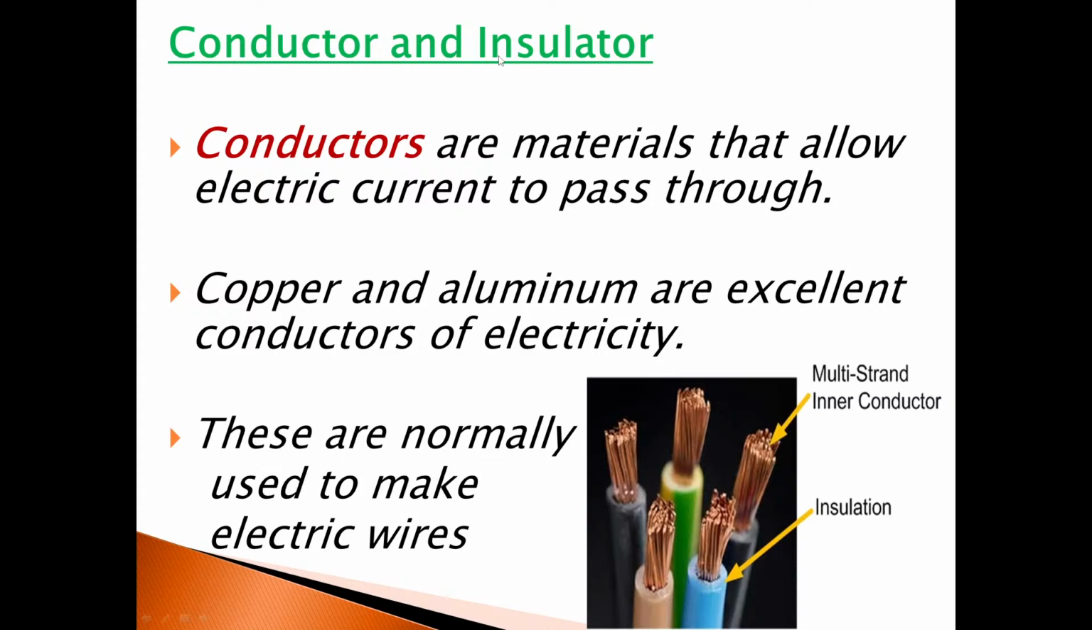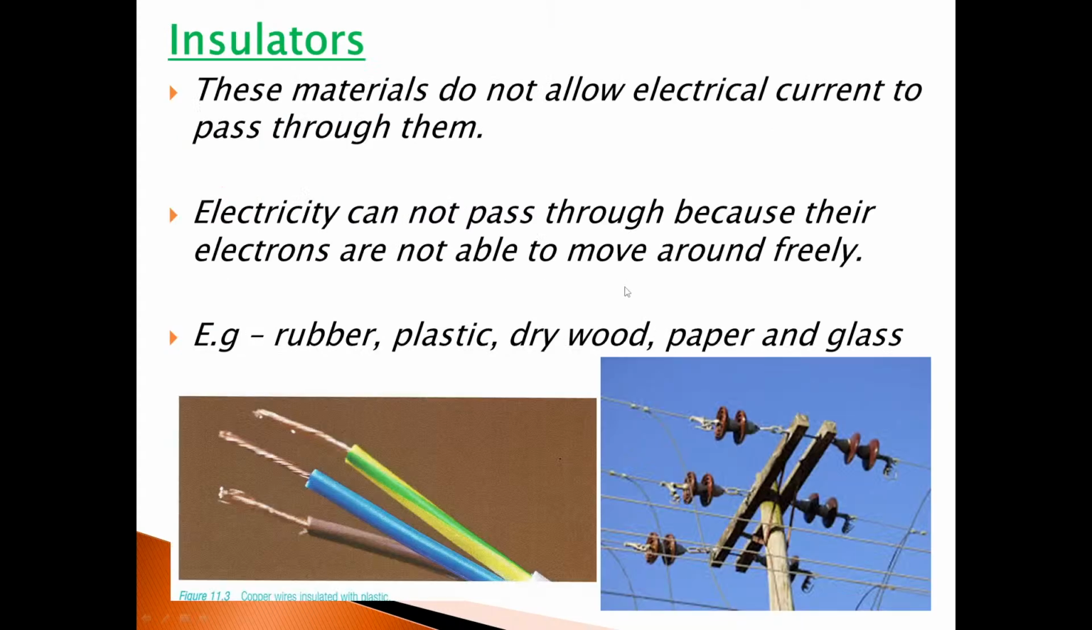So aluminum, excellent. Copper, excellent. These are normally used to make electric wires. When you look at electric wires, they are mostly made from copper and aluminum. The JPS cable that they run in the air is made of aluminum. Aluminum is what makes up those JPS twisted wires.